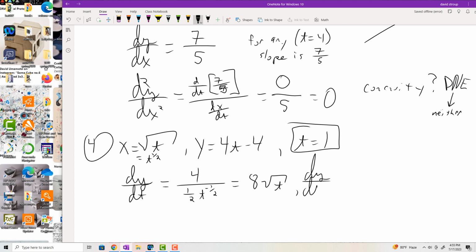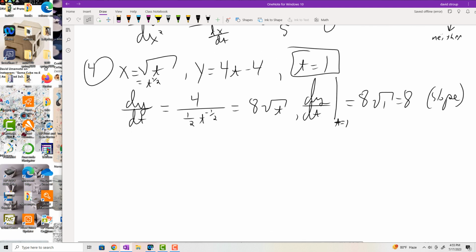To notate evaluations, what we usually do is, it's a little bit like the integral notation, but not really. It's just a vertical line, and then at the bottom, write t equals 1. That will allow your reader to know that you're substituting in this value for t, and in our case that will be 8 square root 1. That will be 8, and that's the slope. It'll ask for the slope, you'll type in 8. All right, second derivative.